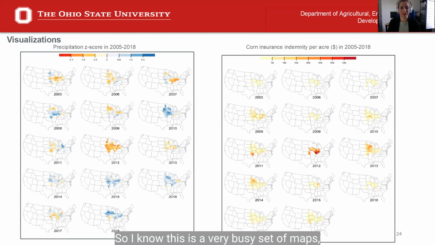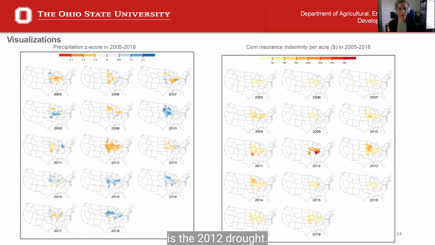And so I know this is a very busy set of maps, but really this is just showing on one hand the precipitation z-scores, and so the extremeness of weather across the Corn Belt in the intervening years, and then on the right hand side showing which counties receive payouts and when. And so you can see one real standout, of course, is the 2012 drought. Lots of indemnities received then. But the overlap is not perfect.